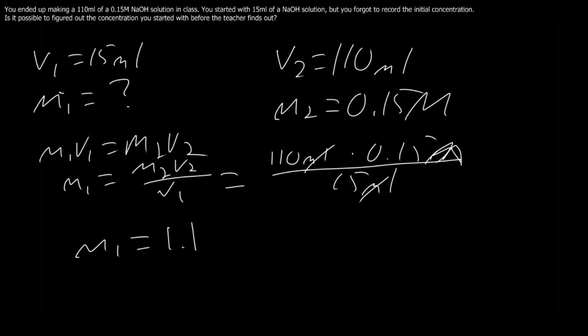1.1, and the units I'm going to use are the molar, because I canceled out the milliliters. So I figure out that in the very beginning I started with a 1.1 molar solution that I had 15 milliliters of. And this makes sense because when I dilute the solution, the concentration is going to go down. And that is what happened here. I started with 1.1 and it went down to 0.15 molar.